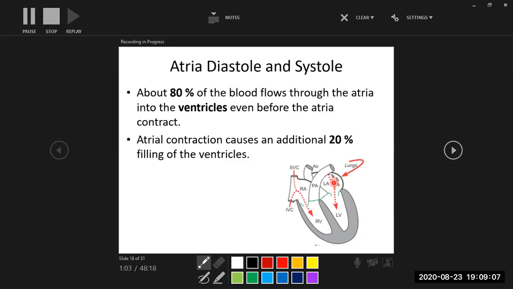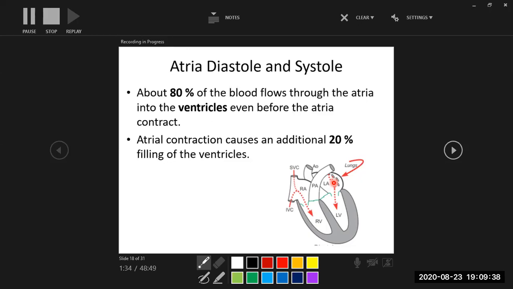Because say, if the heart rate is 60, to make it easy, 60 beats per minute. It means that each beat takes about 1 second, right? 60 beats per minute, each minute has 60 seconds. So each beat is a second. And during that 1 second, contraction itself only maximally takes about 0.4: atrium 0.2, ventricle 0.2.